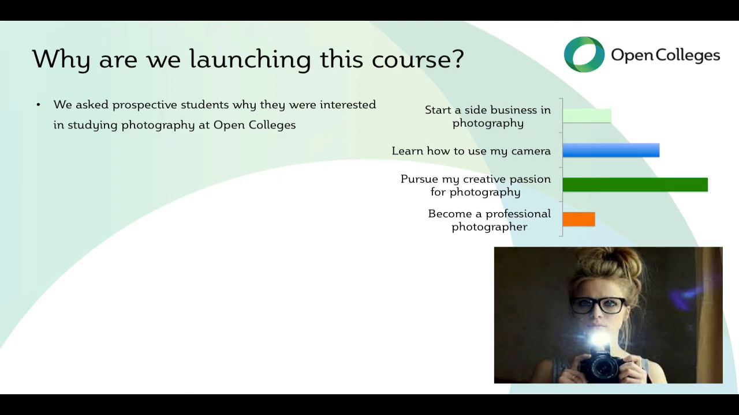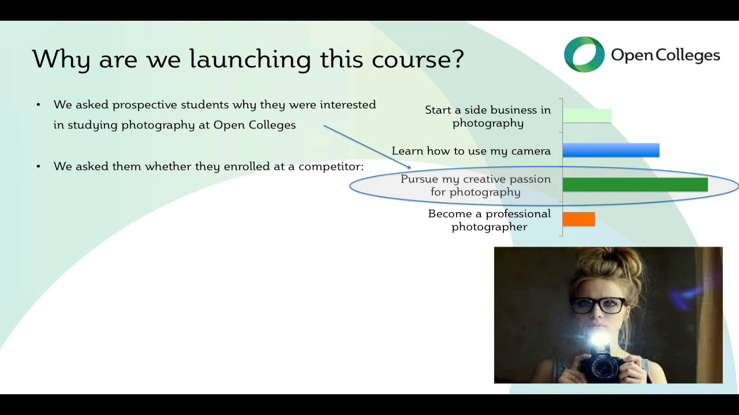And they gave a number of answers, but the vast majority indicated that they were mainly interested in studying photography because they wanted to pursue their creative passion. So they weren't necessarily interested in becoming a professional photographer or starting a business in photography, though those were certainly motivations. But the primary motivation was that they're mainly interested in pursuing their creative passion. And to then sign up for a nationally accredited $6,000 two-year course just seemed to be a step too far for a lot of these hobbyists or enthusiastic photography people.